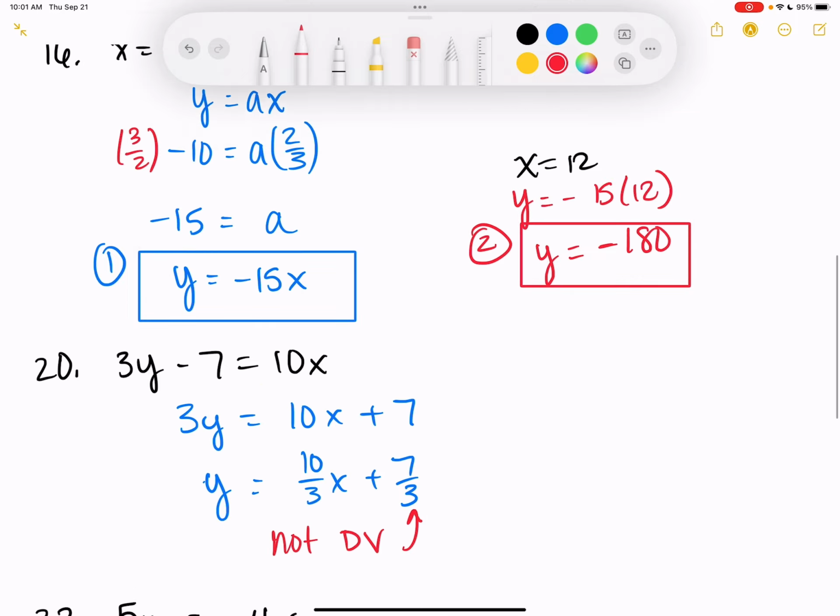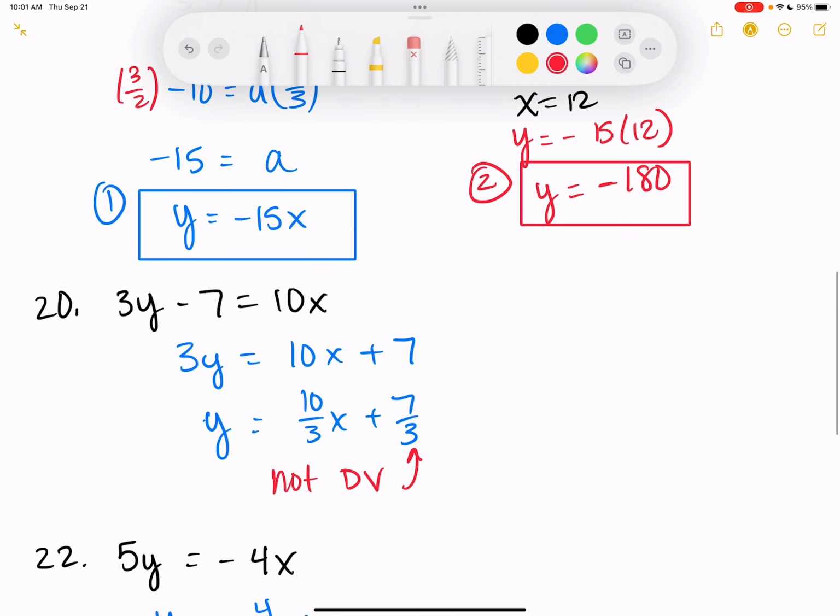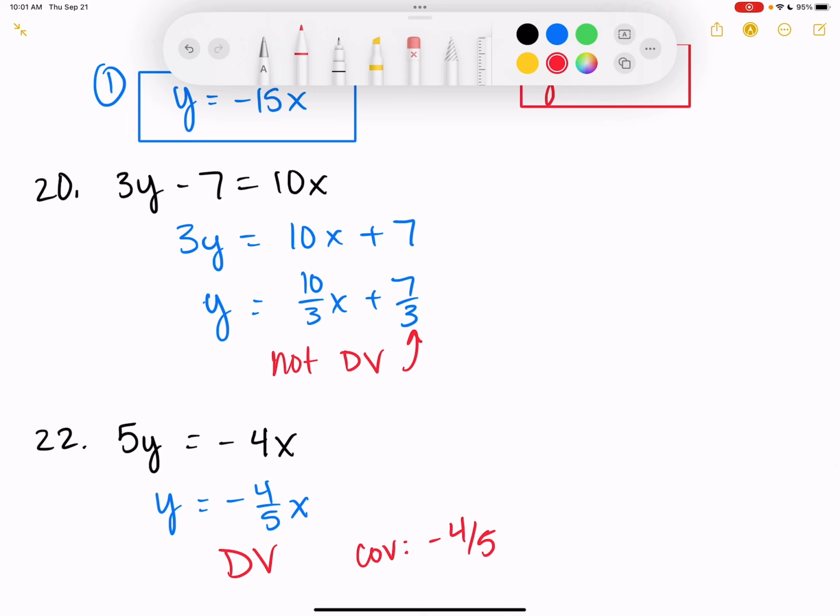Since y'all were good with 12 and 16, 24 through 29 are the exact same thing, except they give you a different y value to plug in. So just make sure you pay attention to what the y value is that you're plugging in the problems. I'll skip that. And then, let's see. All right.